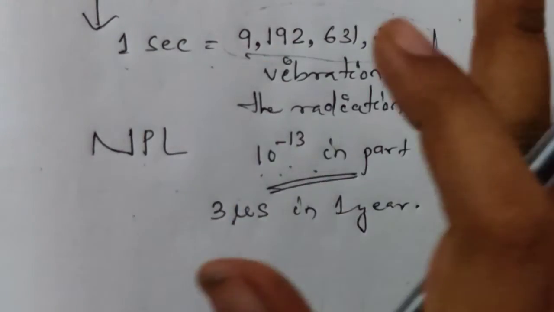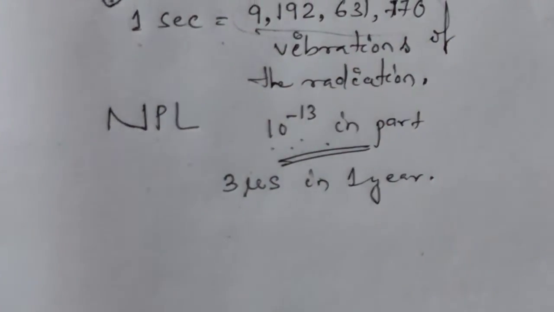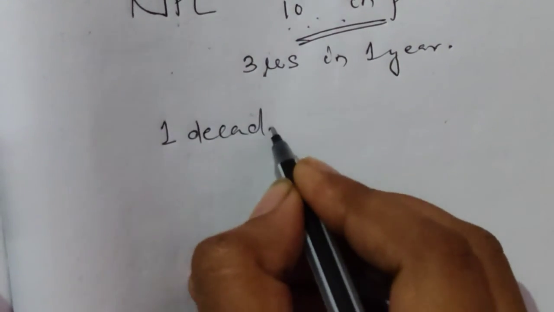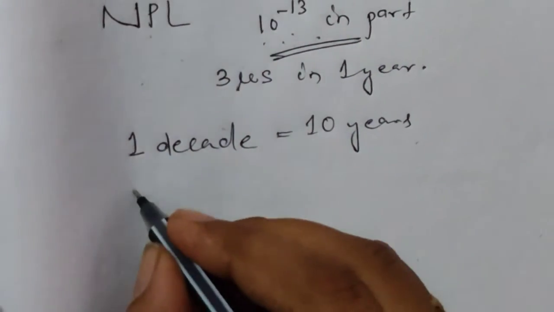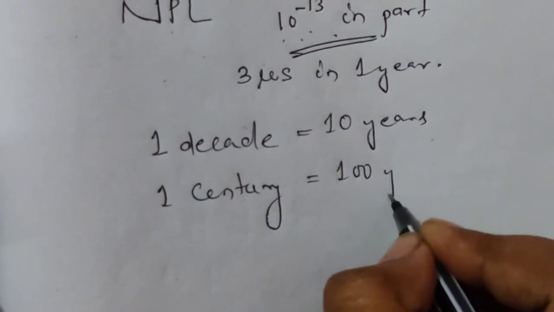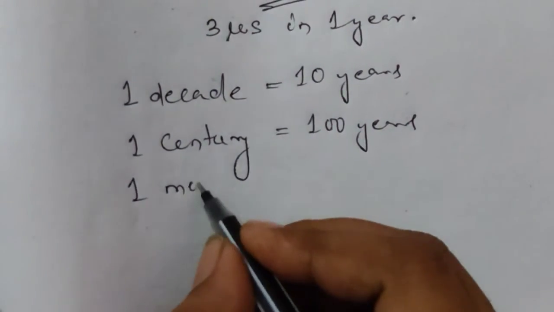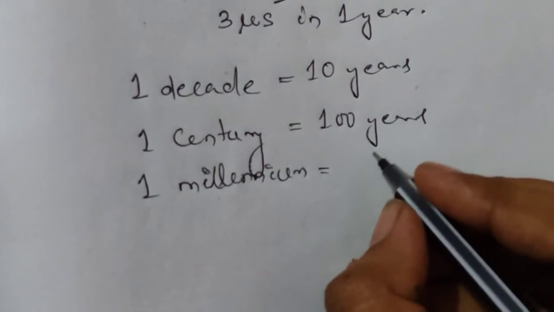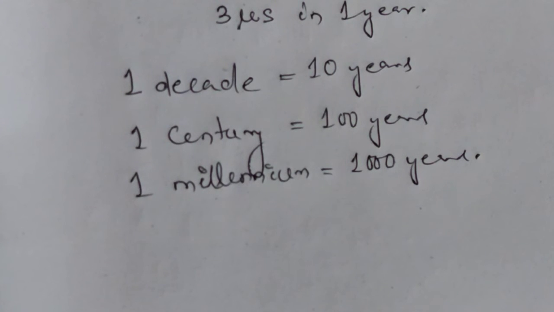So these are the kind of things which we should know for our knowledge, but that is not necessary for our exam part. What you need to remember is that 1 decade is equal to 10 years. That is a direct method, okay? Similarly, 1 century is 100 years, and 1 millennium is equal to 1000 years. Okay.